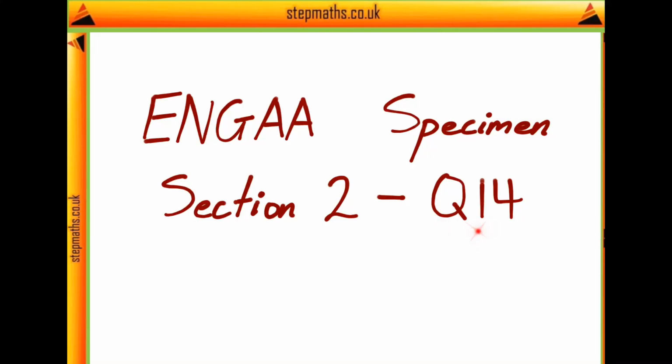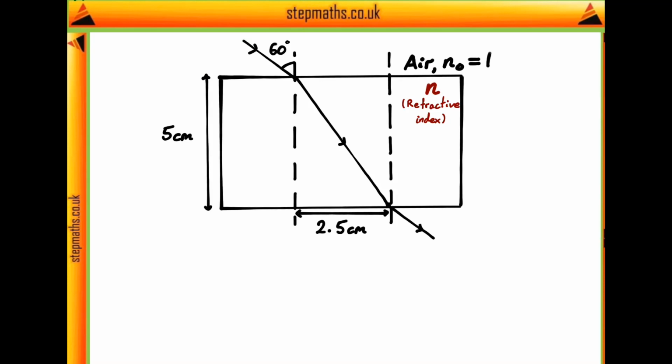Here we're going to look at question 14 from section 2 of the ENGAA specimen paper. So in this question, we're told we have a ray of light which is being beamed upon this transparent block which has a refractive index of n. And the angle of incidence of the beam of light is going to be 60 degrees.